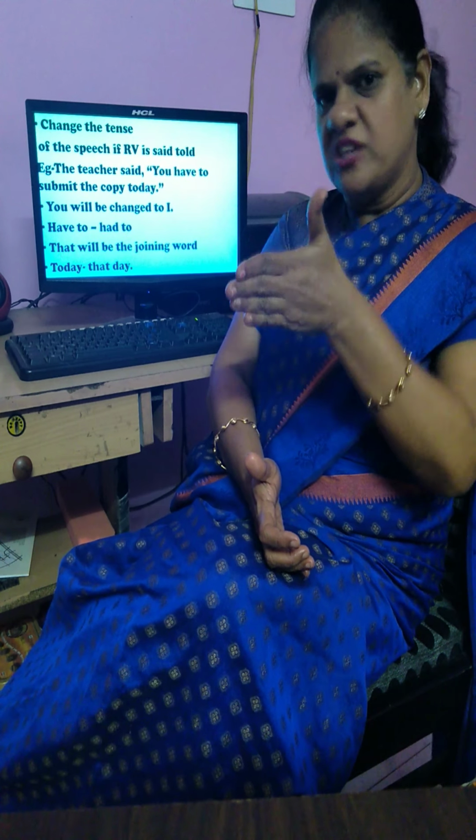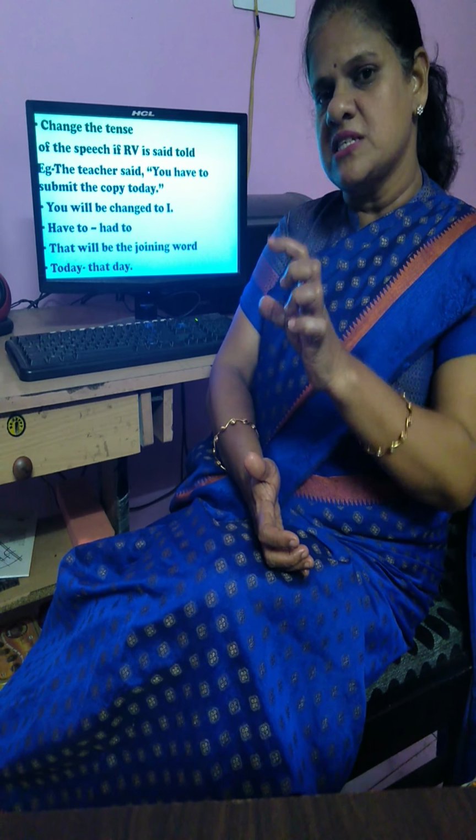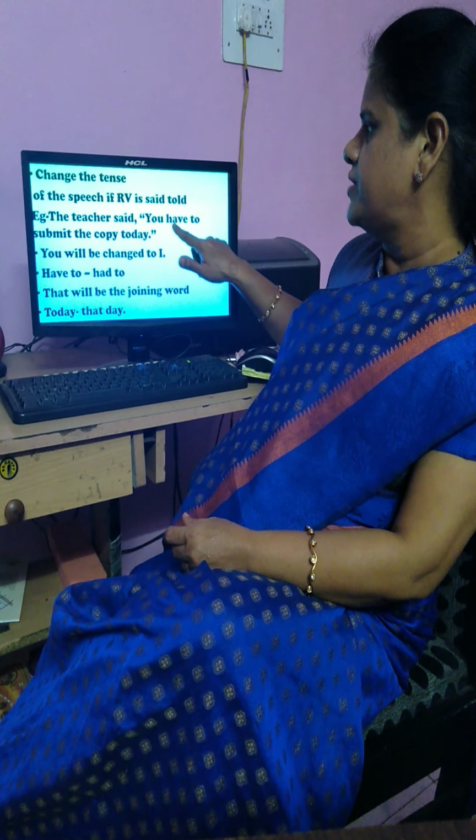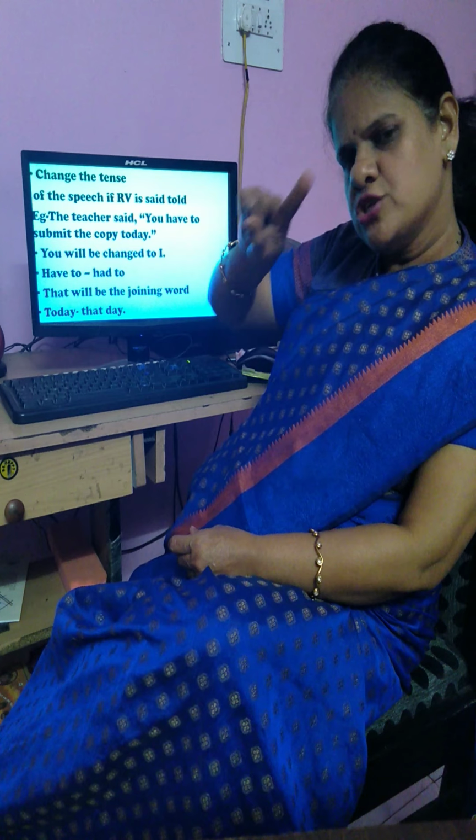So the first step is to identify the reporting verb, whether it is past tense. If it is past tense, then come to the speech part. The first part is the subject. The subject you will change to I. Then changing the tense in the speech: whichever is agreeing with the subject, have, this have has to be changed to had.